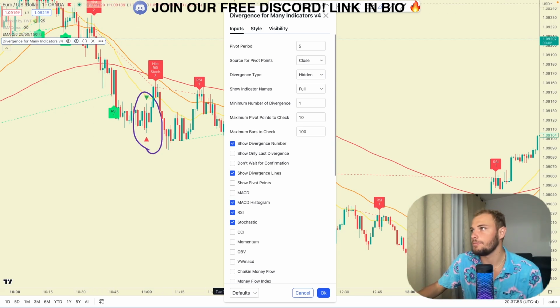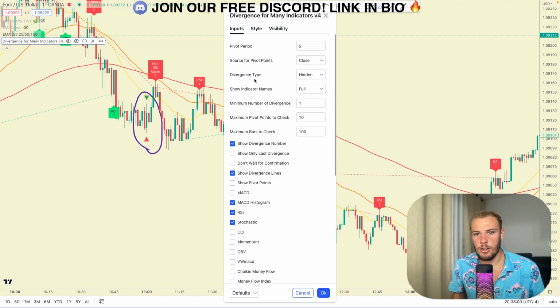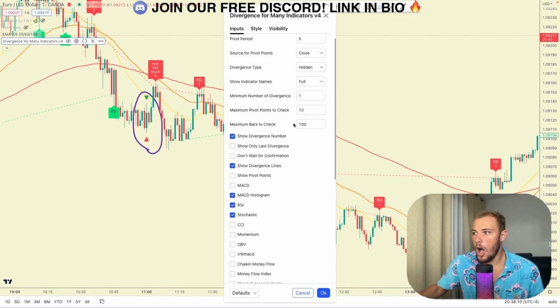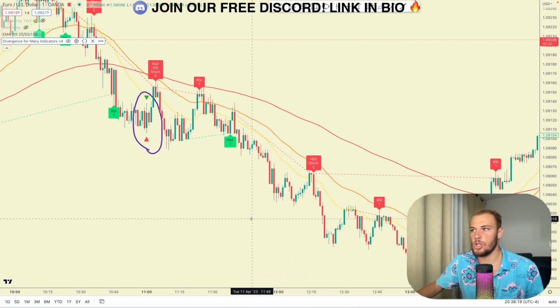Load up the divergence for many indicators indicator, you need to go into the settings and change a few things. Where divergence type is here, the third line down, I want you to change that to hidden. And then I want you to uncheck everything except for the MACD histogram, the RSI, and the stochastic. Once you have done that, click OK, and let's get into the chart.